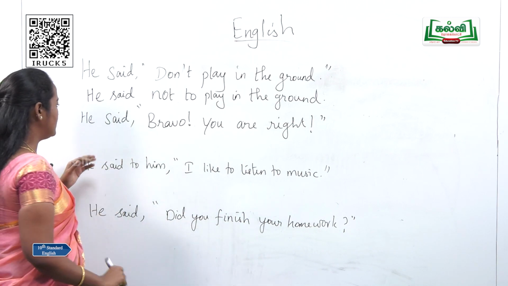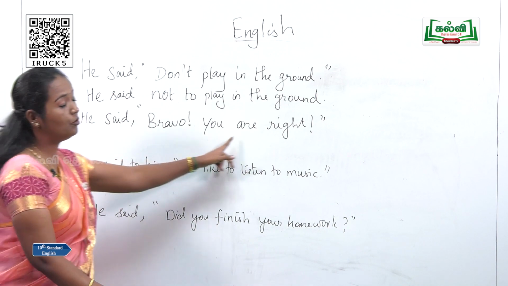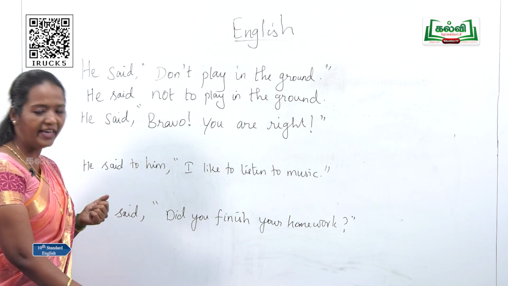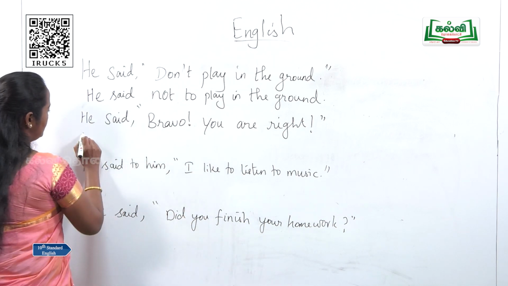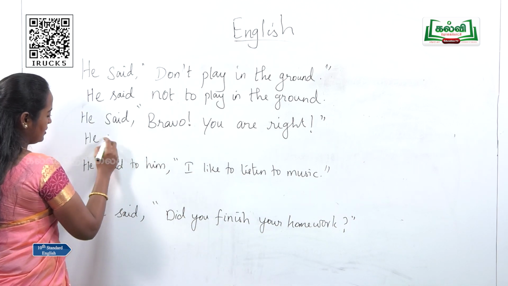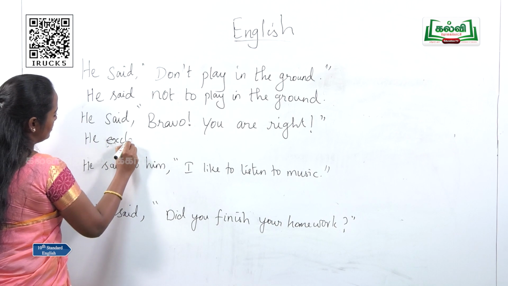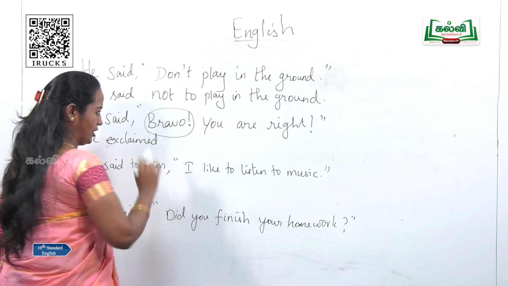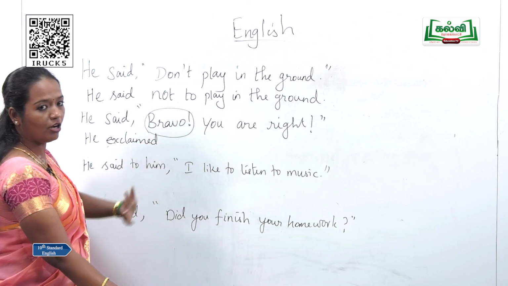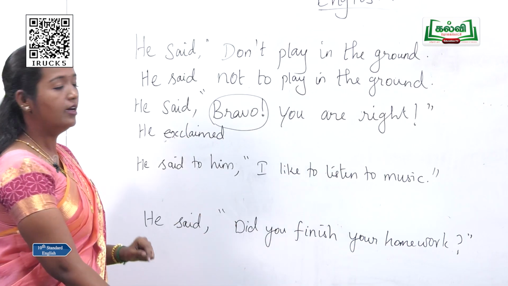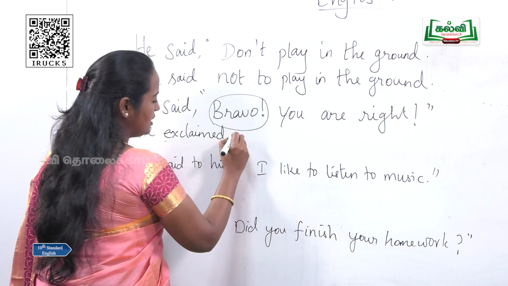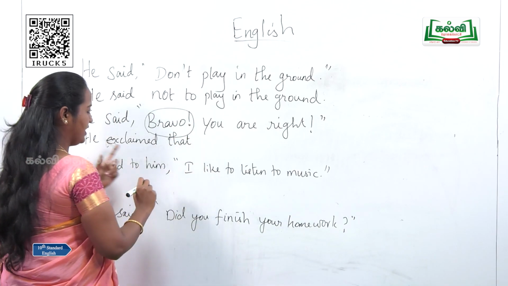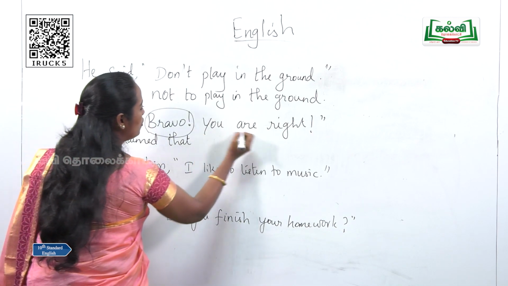So the next sentence is, he said, bravo, you are right. So what type of a sentence is this? Exclamatory sentence. Very good. So here you can either retain the same or you can use he exclaimed. And what is the linker? These kind of interjections, okay, you will have to remove when you are changing into indirect speech. So what is the linker that we will have to use? That. He exclaimed that you are right.